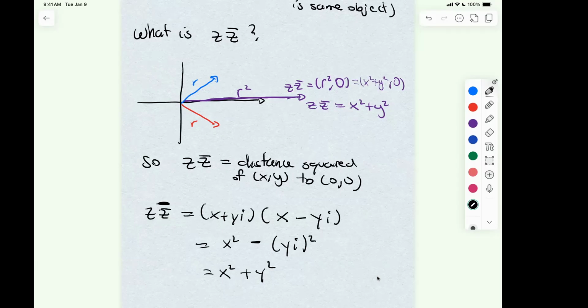Oh, I'm just saying that when I wrote this, I just meant that this number literally represents the distance. Because if this was x, y, so you had a point x, y and its distance squared to the origin was r squared, that is essentially what z times z bar is. So I'm just saying that this number z times z bar coincides with the distance squared to the origin of the point that you started with.